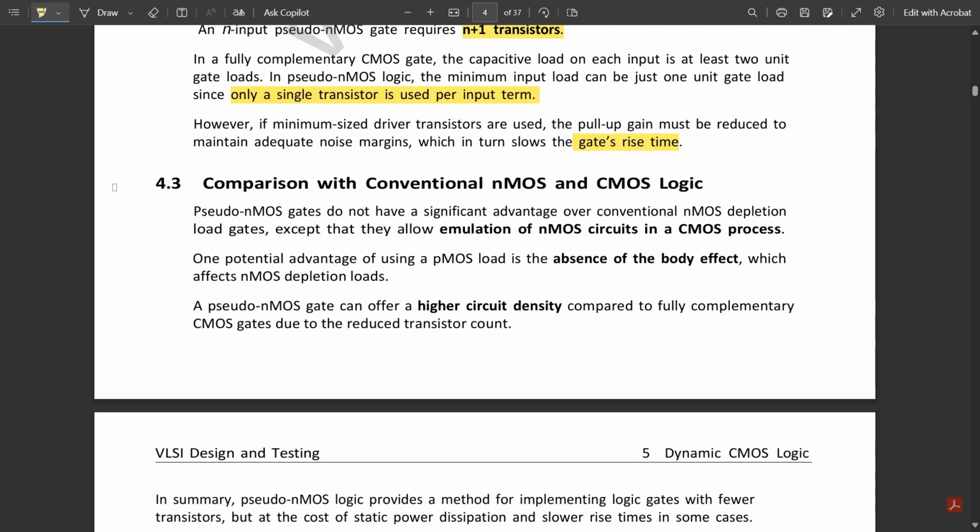So, comparison between conventional NMOS and CMOS logic. The pseudo NMOS gates do not have significant advantage over conventional NMOS depletion load gates, except that they allow emulation of NMOS circuits in a CMOS process. A pseudo NMOS gate can offer a higher current density compared to a fully complementary CMOS gate, due to the reduced transistor count. Since the transistor count is reduced in case of pseudo NMOS, we have higher current density compared to that of the complementary CMOS.